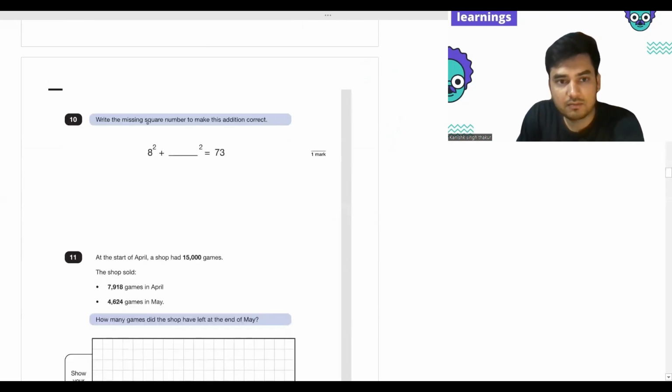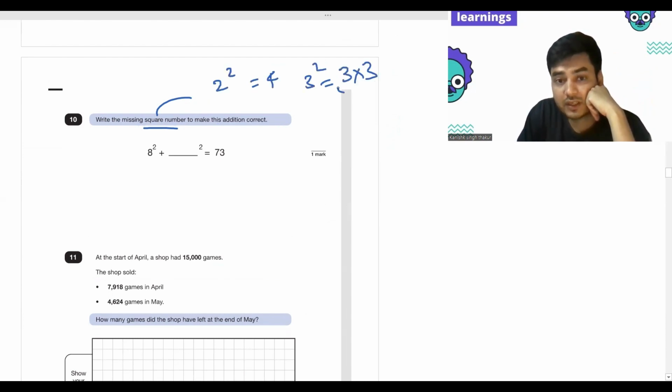Write the missing square number to make the addition correct. Right? Missing square number. Square means a number multiplied by itself 2 times. Like 2 square is what? 4. 3 square is what? 3 multiplied by itself 2 times. That's what squares are. So 8 square, right? Which means 8 times 8 will give me 64.